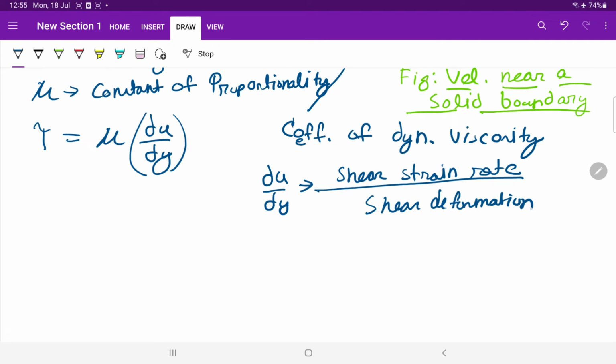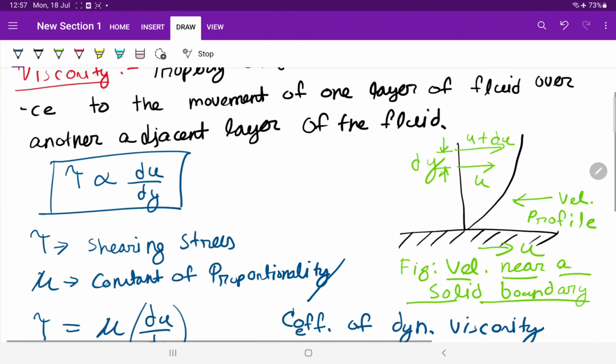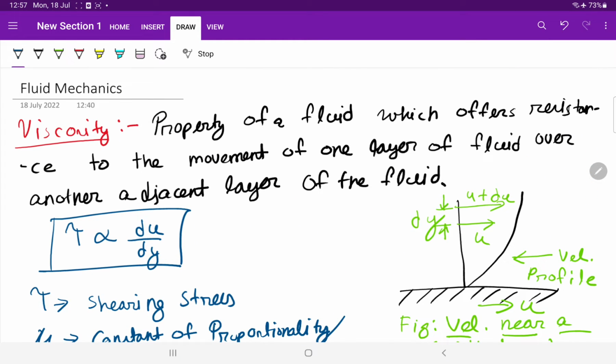So shear strain rate divided by shear deformation is del u by del y. So this equation you need to remember. Now this law which you have just remembered is known as Newton's law of viscosity for fluids.